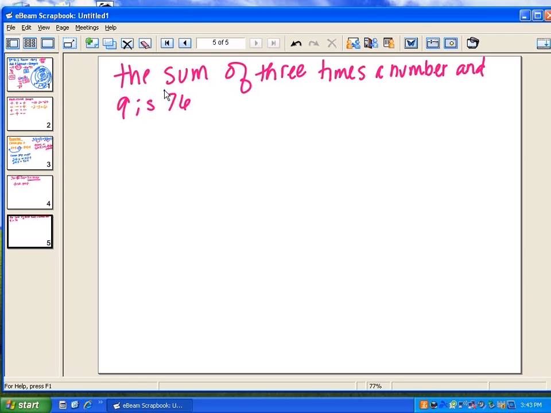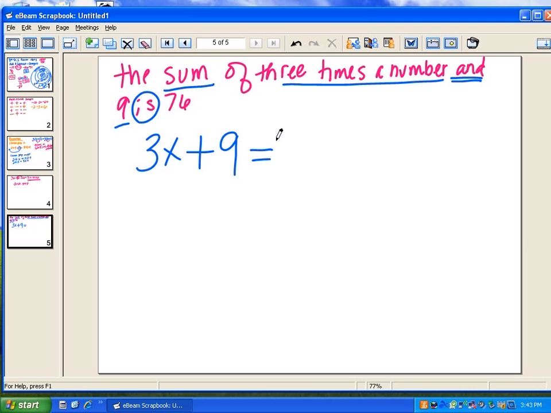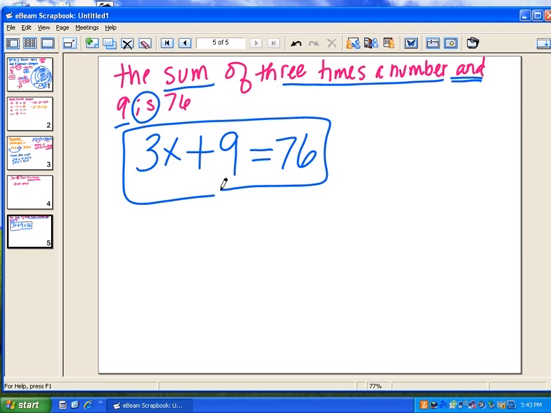So the sum is my first keyword, and it means something to do with addition. So I'm going to say, all right, what did I add? Well, I added 3 times a number. Well, what does 3 times a number look like? 3 times a number looks like 3x. And that's where that plus sign comes in, 9. And so the other thing I added was 9. Is means equals, and 76 is our answer. And so this is the answer to converting it from words to algebra expression.